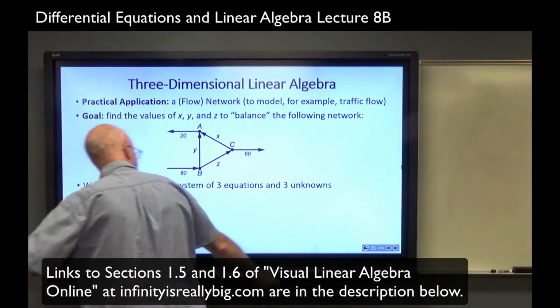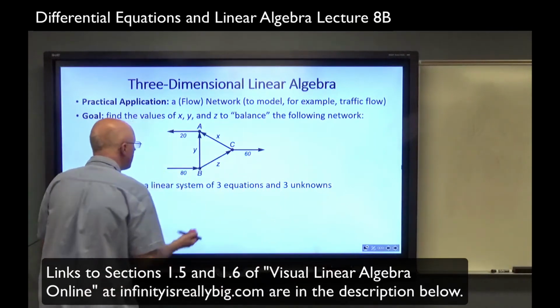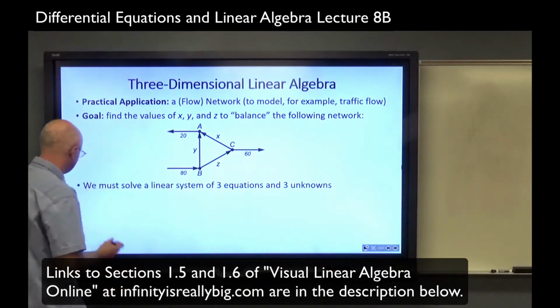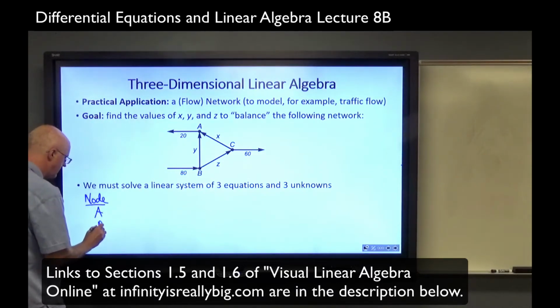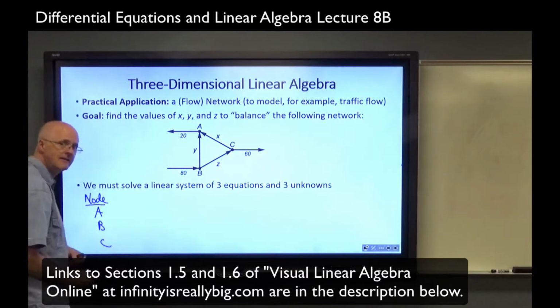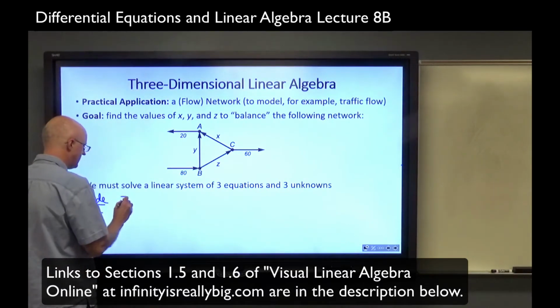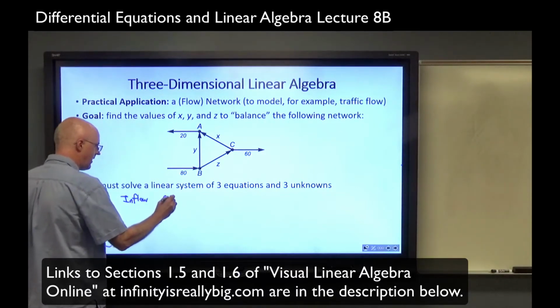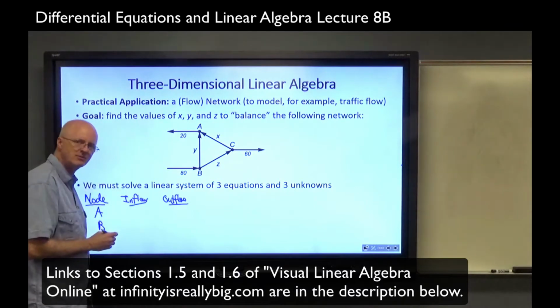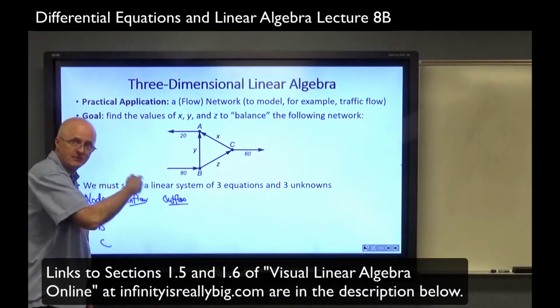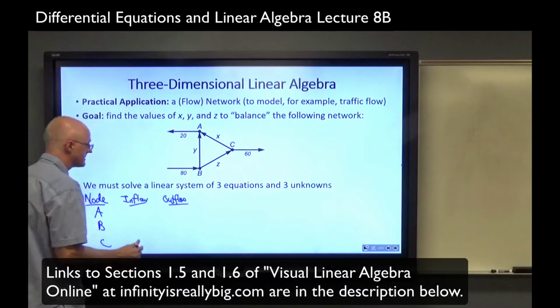Here it is. What does that mean? We want, at each node, we want the inflow to equal the outflow. At node A, B, and C, what's the inflow and what's the outflow? Easiest to think of this in terms of traffic, but it has other applications, maybe to fluid flow. Maybe these are pipes, for example.